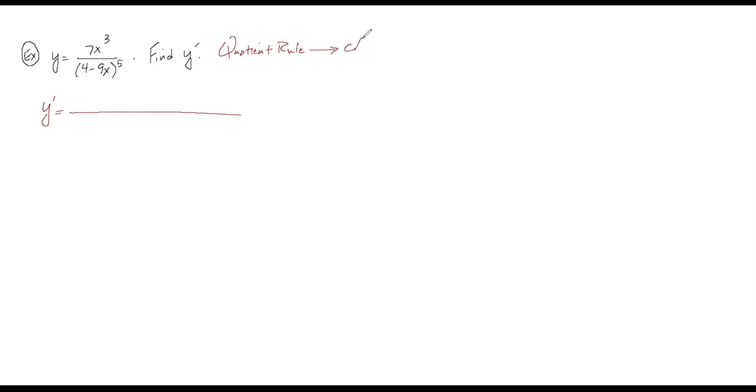And then in there, you'll have the extended power rule or the chain rule. So let's do that. What is the derivative of 7x cubed? 21x squared times the denominator minus 7x cubed times. All right, now I am not going to do this. You are helping me, okay? How do I differentiate? What is the derivative for 4 minus 9x to the 5th power? Go ahead.